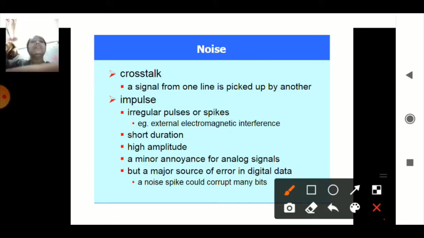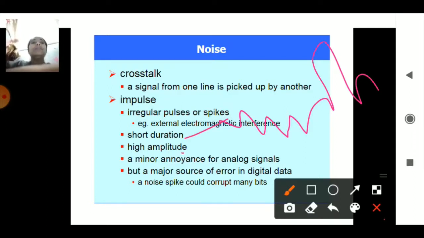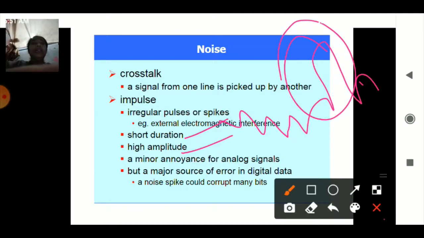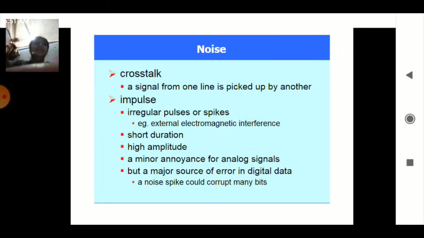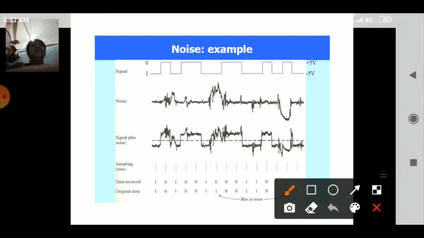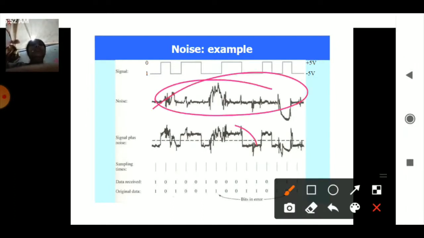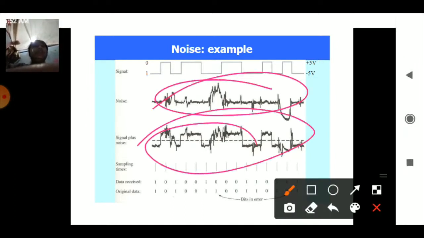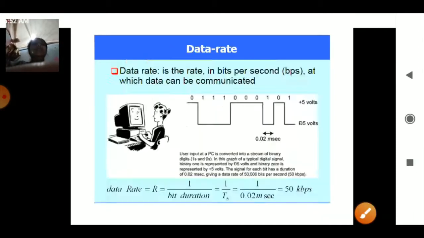And it even generates impulses. Irregular pulses are being generated in the impulse concept. Irregular signals are nothing but the signals which are not common. Those are said to be impulses, which are irregular. They are short in duration, but with higher amplitudes. Minor ones may get corrected, but for major ones, errors will be generated in the noise. These are the examples of how noise is generated. You can check out the disturbances which regularly happen between ones and zeros in the signal.